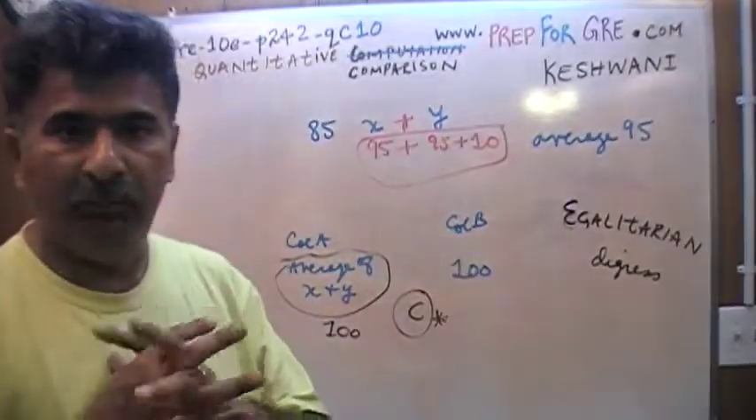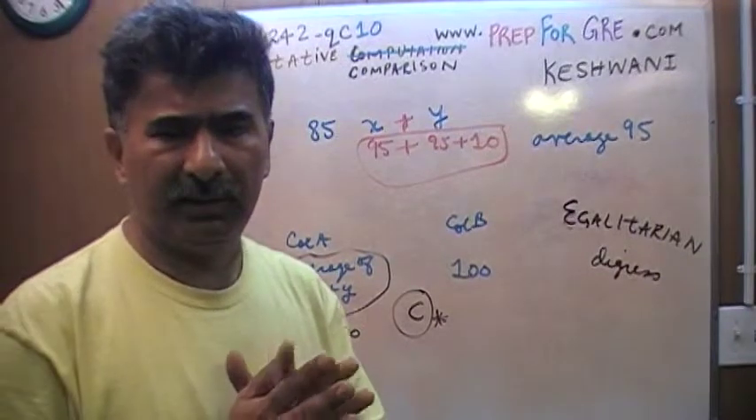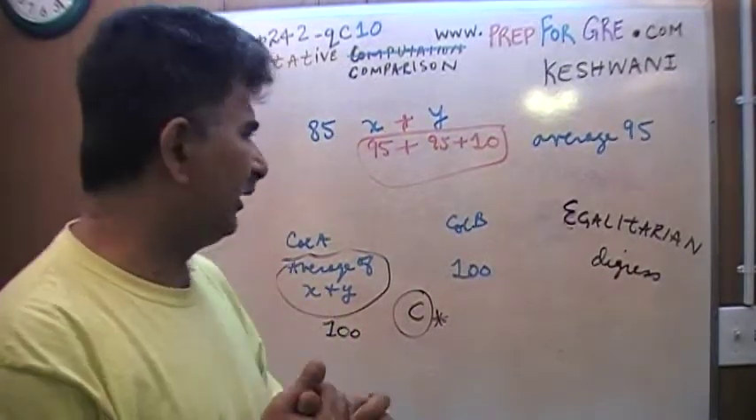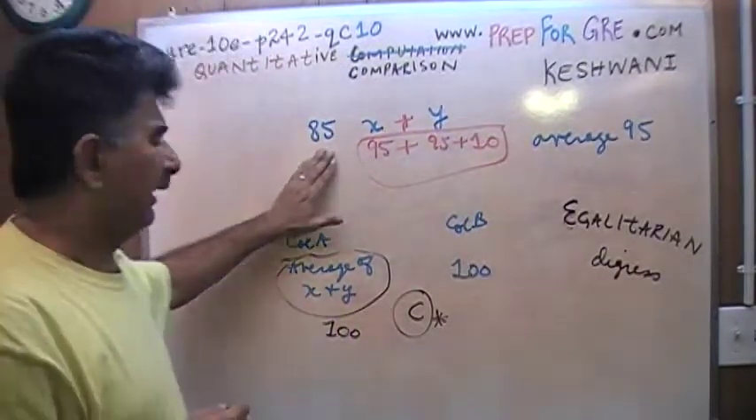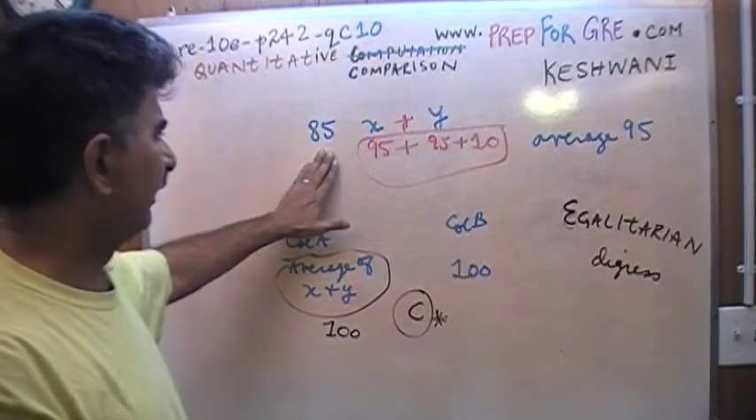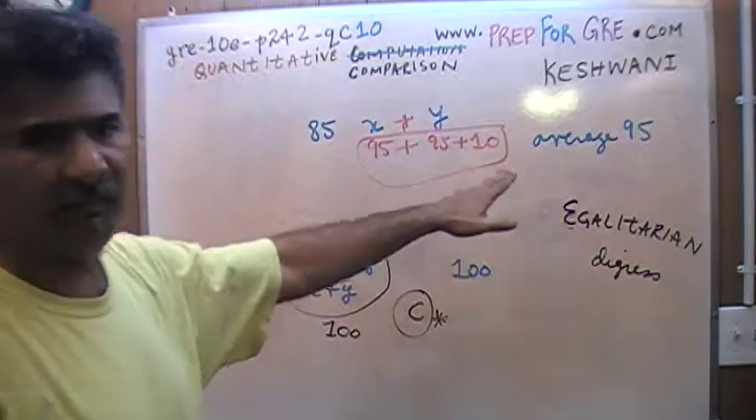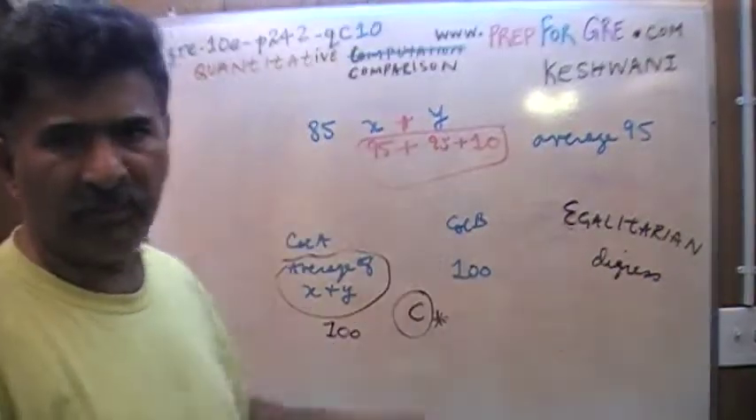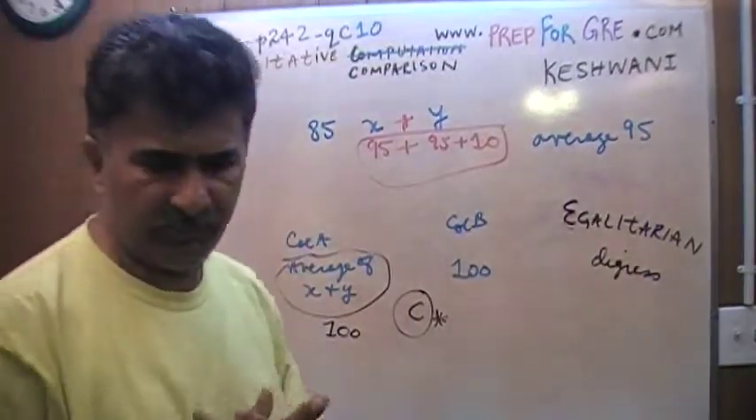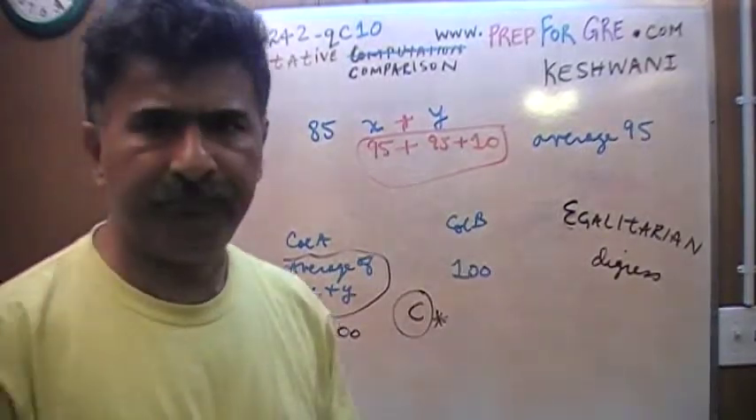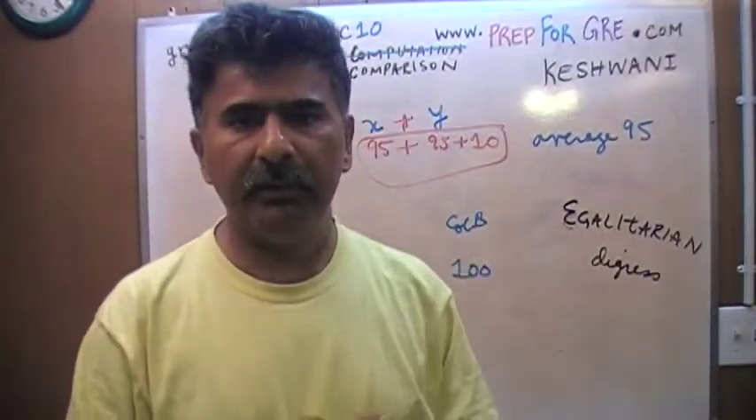I hope you found this helpful. Don't do it in a very annoying, nerdy, geeky way of going around writing down. I've seen this, many people do this thing where they put down 85 plus X plus Y divided by 3 equals 95 times 3, and then they solve for X plus Y, and then, oh my God, what a miserable way of doing it. Just keep it simple. You got to find a straightforward way. Don't do it in a geeky, nerdy way.